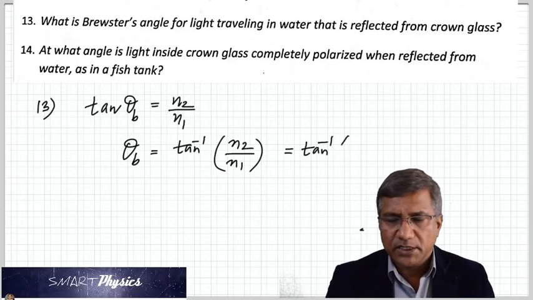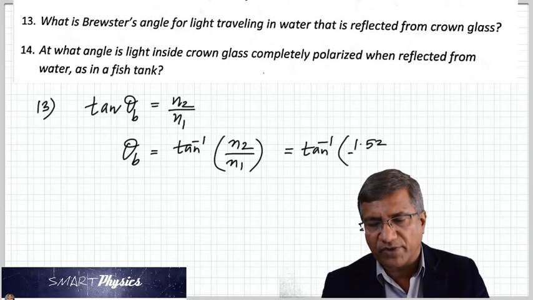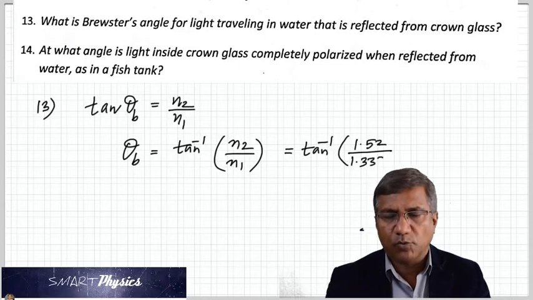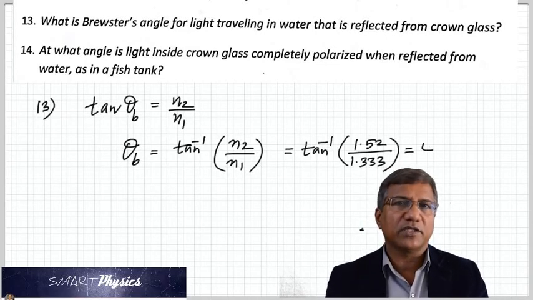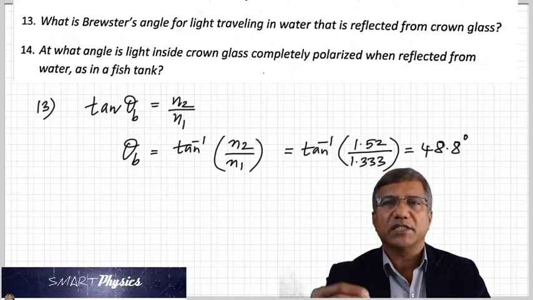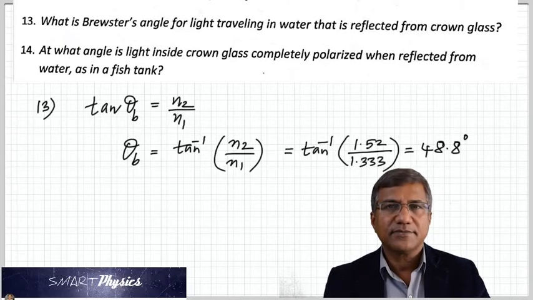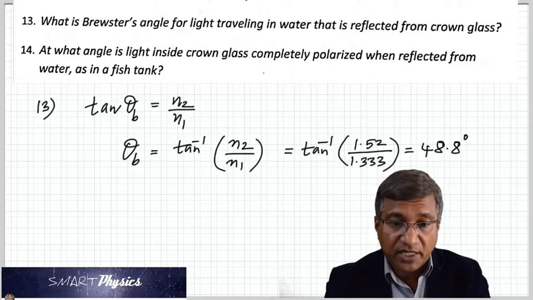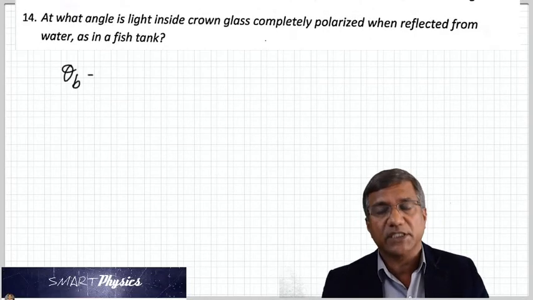N2 is given as 1.52 and water is of course 1.33. It's a good thing to know that. When you do that, you get 48.8 degrees. And am I glad that this is the last question we're coming to, number 14.